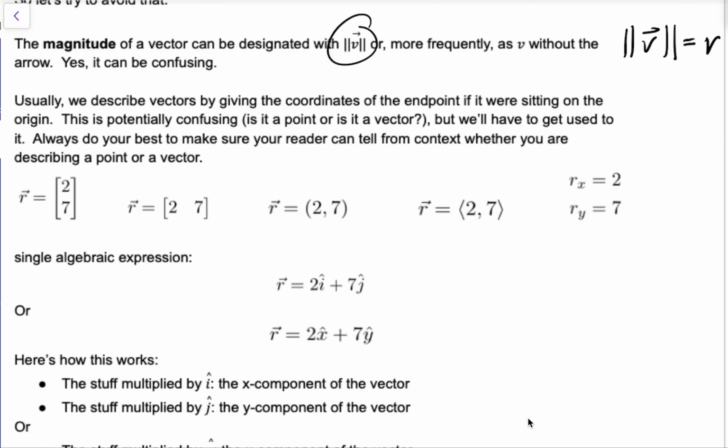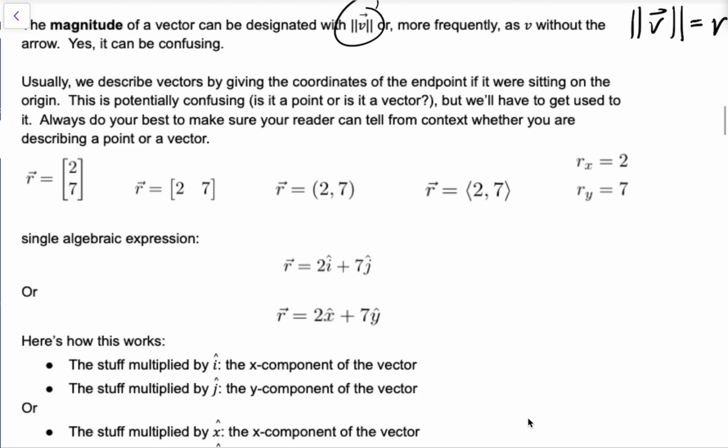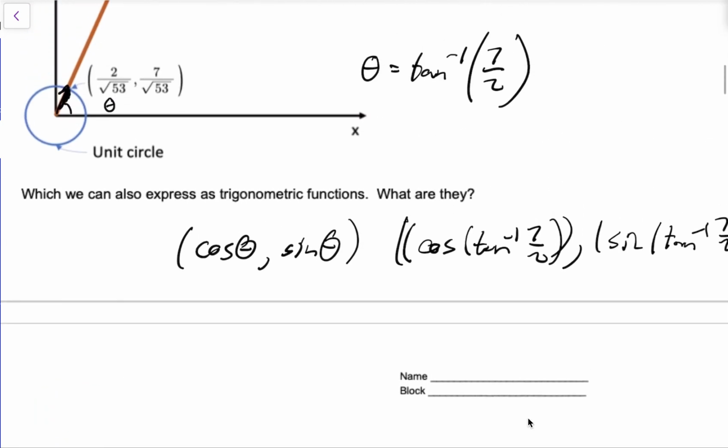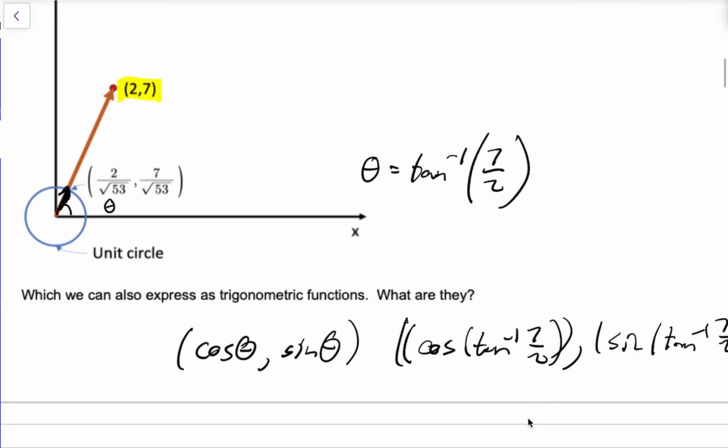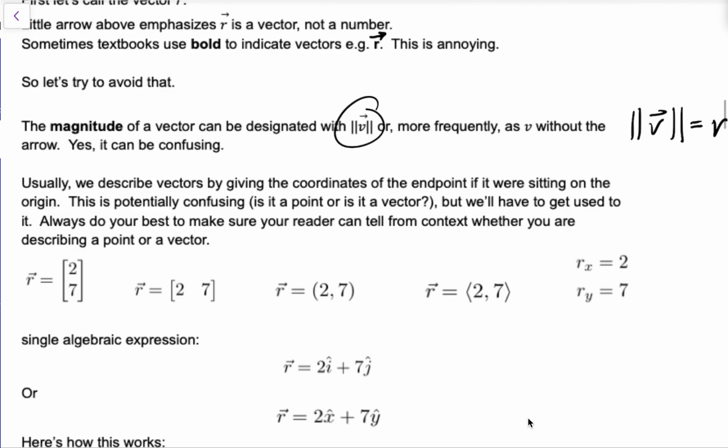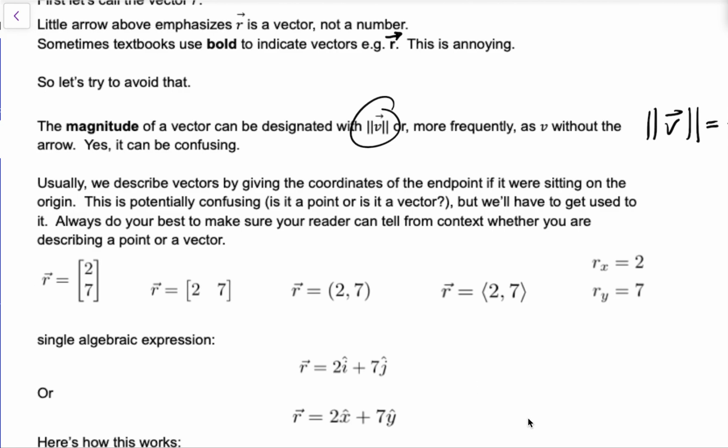Usually we describe vectors by giving the coordinates of the endpoint if it were sitting on the origin, like we did here on the first page. We said that this is the vector right here that we're dealing with. But you have to remember that, like I said before, the vector is the same vector whether it starts at the origin or whether it exists somewhere in space.